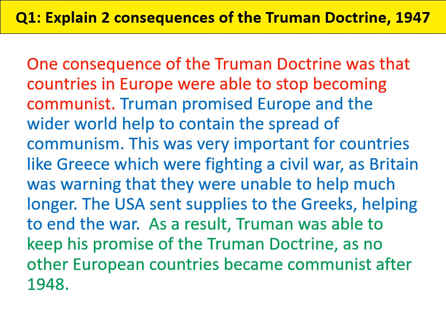So let's have a quick read through this. One consequence of the Truman Doctrine was that countries in Europe were able to stop becoming communist. Truman promised Europe and the wider world to help to contain the spread of communism. This was very important for countries like Greece, which were fighting a civil war, as Britain was warning that they were unable to help much longer. The USA sent supplies to the Greeks, helping to end the war. As a result, Truman was able to keep his promise of the Truman Doctrine, as no other European countries became communist after 1948.